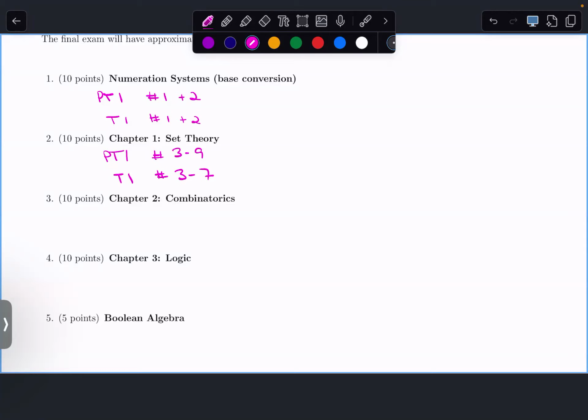Set theory, we did Venn diagrams, right? Which is kind of a fun part of set theory. We also did kind of the union and the intersection, right, of some sets in set theory. Okay. And so, okay, combinatorics. You guys surprised me because you seem to like combinatorics. So I kept it at 10 points.